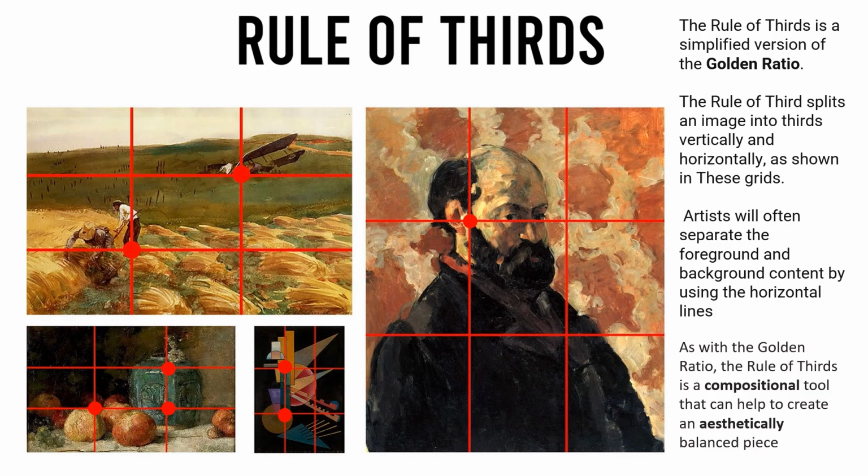So if we look at this top left image here, you can see how the plane in the background is a focal point, and then in the foreground some figures are also a focal point. So when you look at this painting without the grid, the first things your eye will be drawn to are the figures and then the plane in the background.